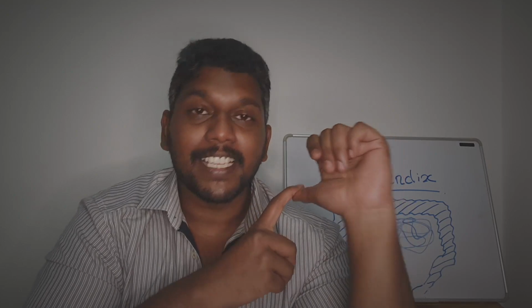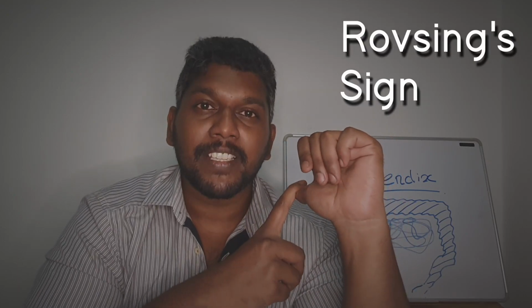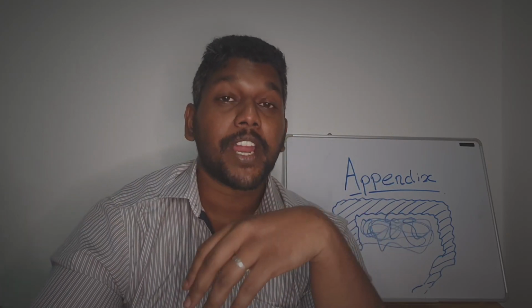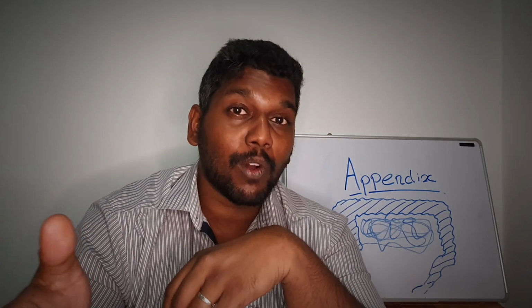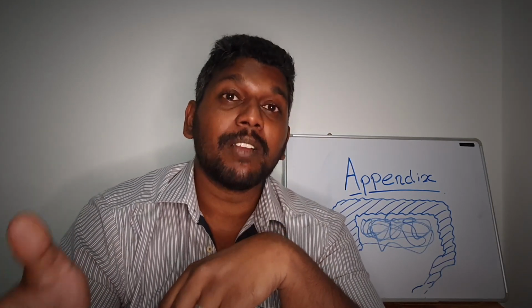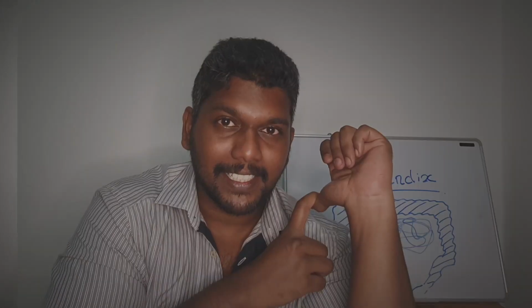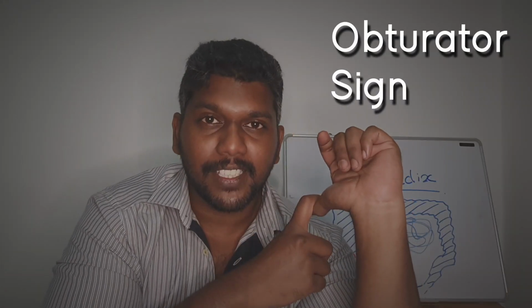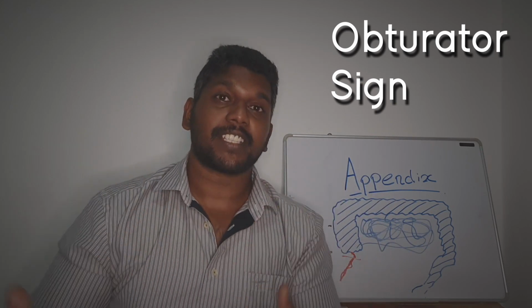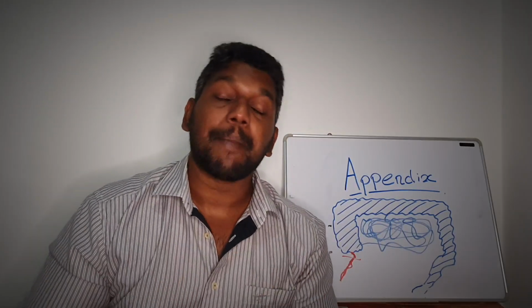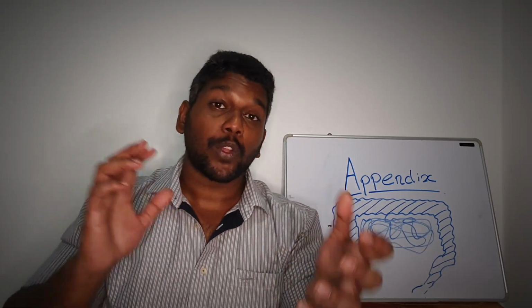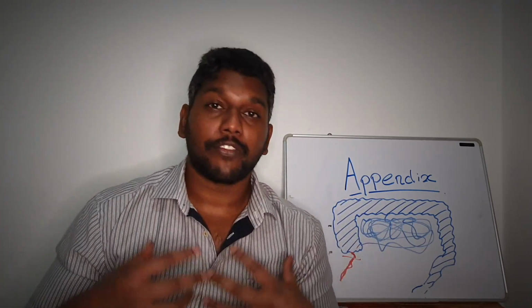So the first sign is something called a Rovsing sign. That means if the patient is lying down and I press on his left side, left lower quadrant, if I press on his left hip, he's gonna feel pain on the right side of his hip. That sign shows it's positive for appendicitis. The second sign is called Obturator sign. That means the same thing, if the patient is lying down, but this time I flex the hip, I bend the hip towards his chest, and if I rotate the hip joint in and out, he's gonna feel pain. And that's another sign which is positive for appendicitis.